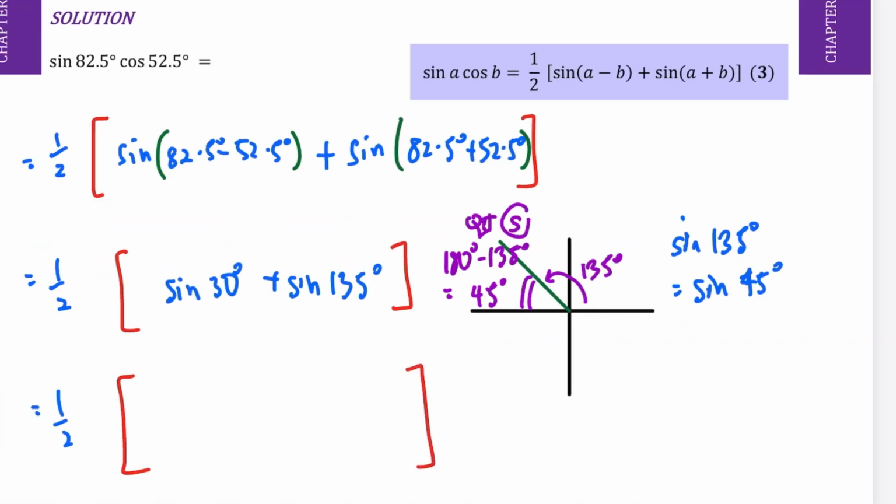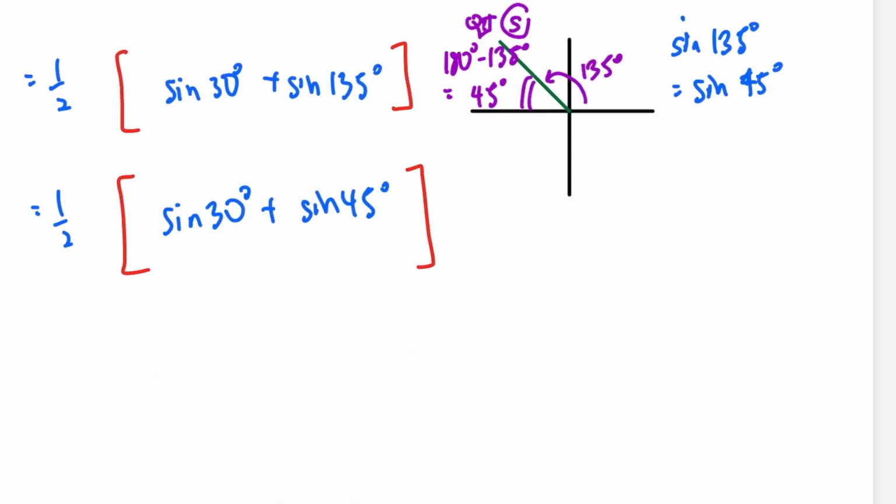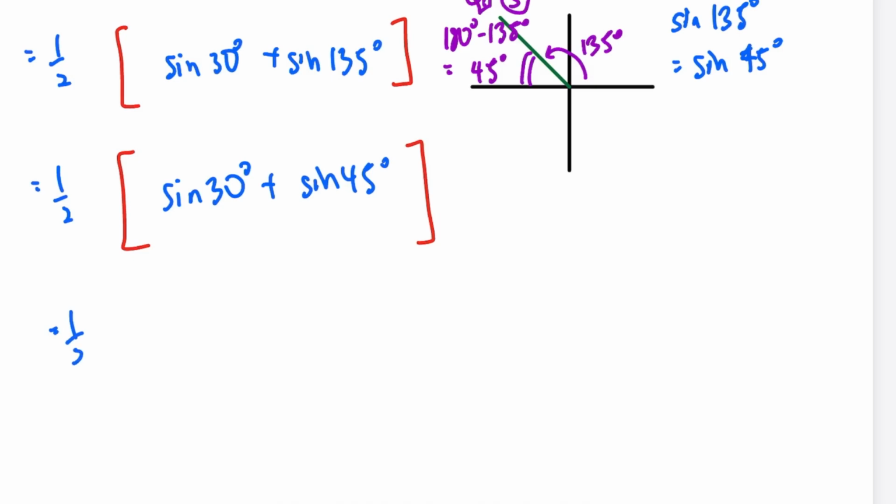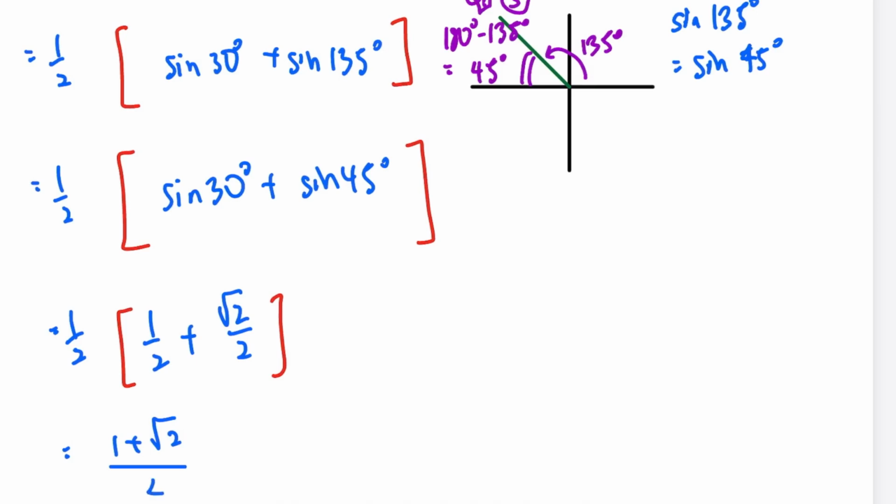Okay, let's rewrite. This is half, so in bracket here, sine 30 degree plus sine 45 degree. Now let's fill in the value. Sine 30 degree is half, plus sine 45 degree is root 2 over 2. Therefore, let's use a calculator to simplify your answer. This is 1 plus root 2 over 4. Therefore, that is your final answer.